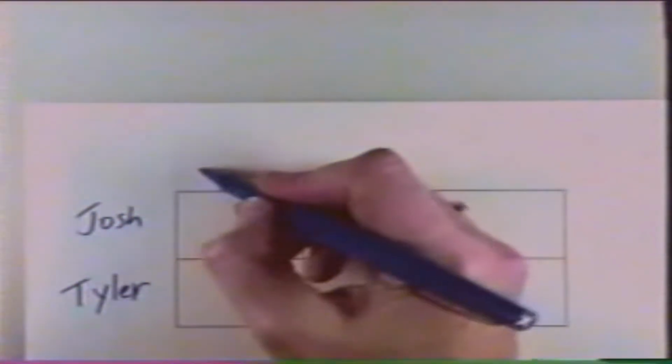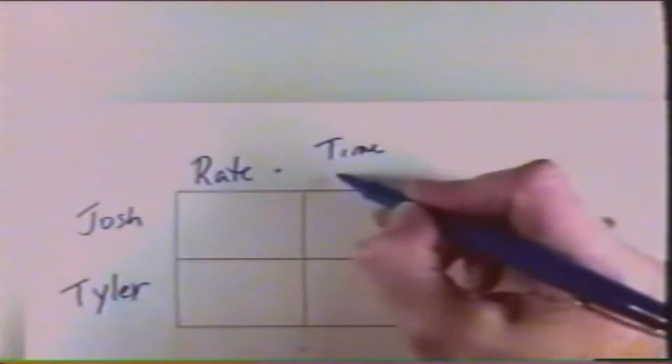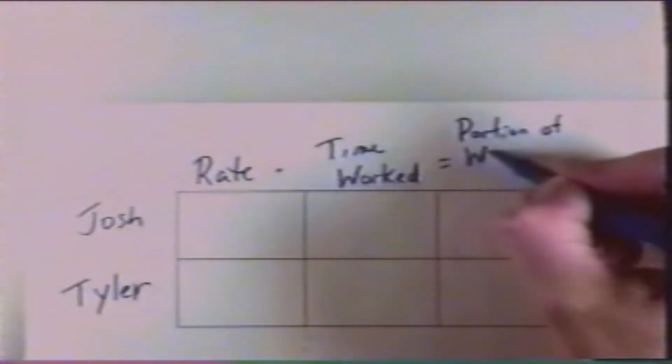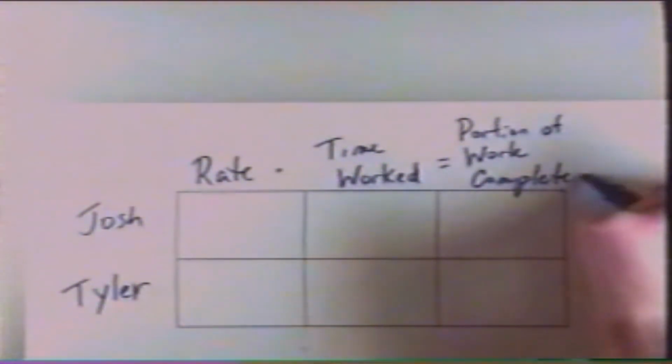Okay, so I'm going to put Josh and Tyler on the side, just like we did with Kelly and Doug. And then across the top, the rate times the time worked equals the portion of work completed.